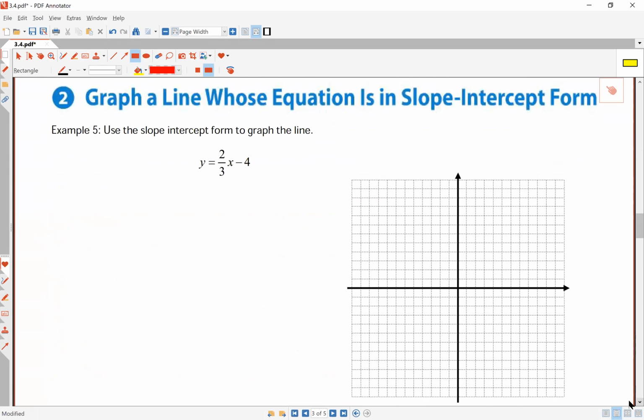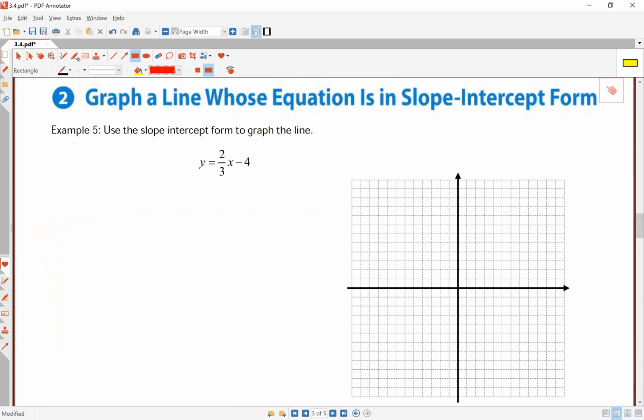We have seen the point plotting method for graphing a line. I always feel blind going into those, and I don't know which x values to use. To graph a line using slope-intercept form, it becomes much quicker and easier.